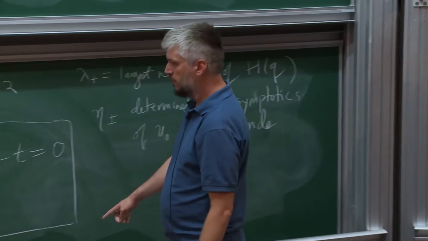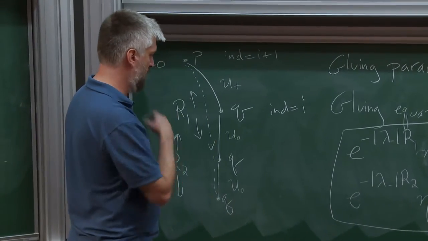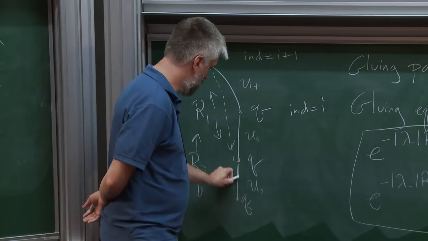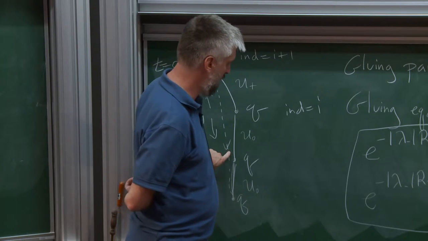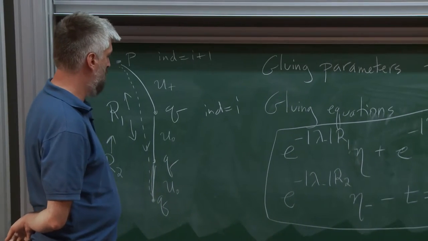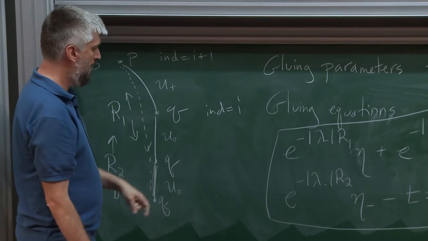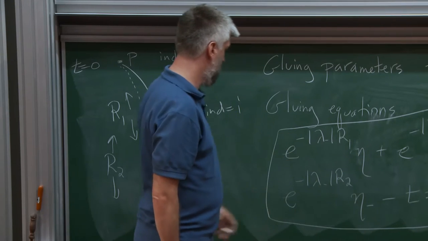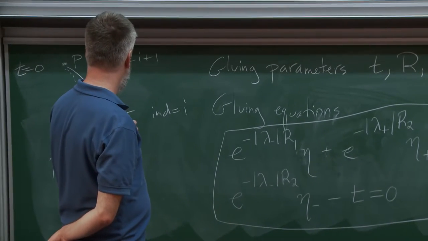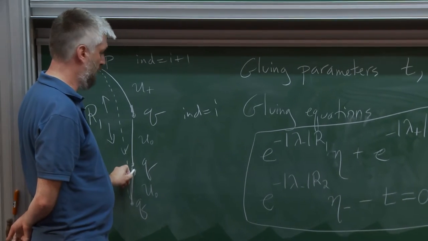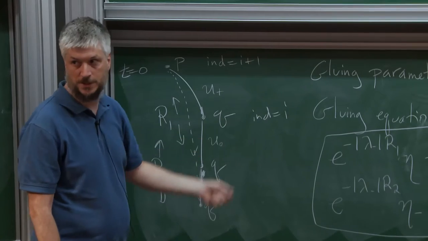So this second equation is the same kind of thing I had before as the equation you get for this. Here we're looking at the co-kernel of this, and there's a term coming from the negative asymptotics of U0. This negative asymptotics is measured by this eta minus. And this exponential here comes from the fact that I'm stretching these two things apart by distance r2. And then in this gluing equation, this eta is determined by the negative asymptotics of u plus, and this eta plus is determined by the positive asymptotics of u0 over here. So those are the equations you get. These are simple equations, and now you can just analyze them.